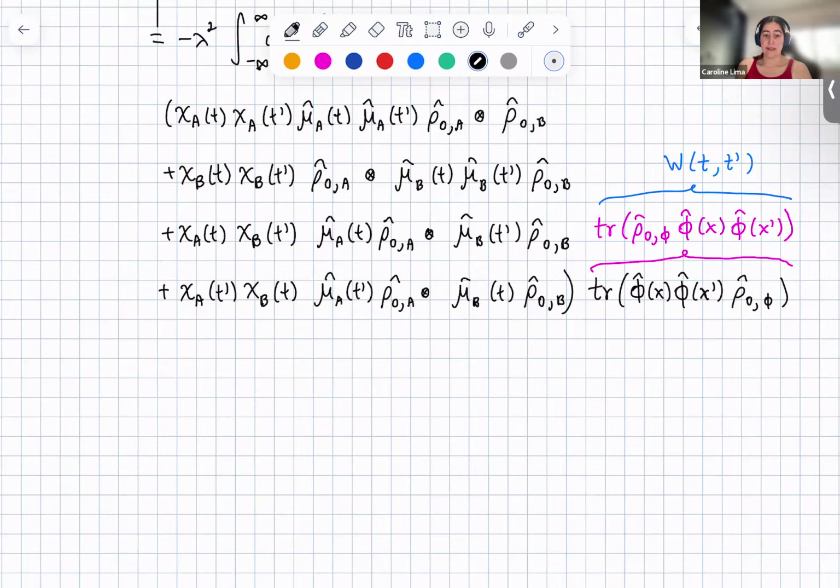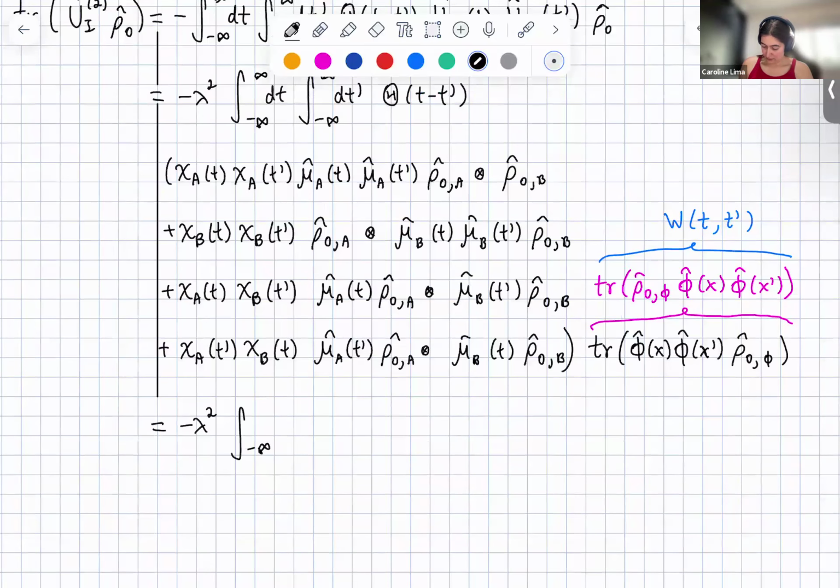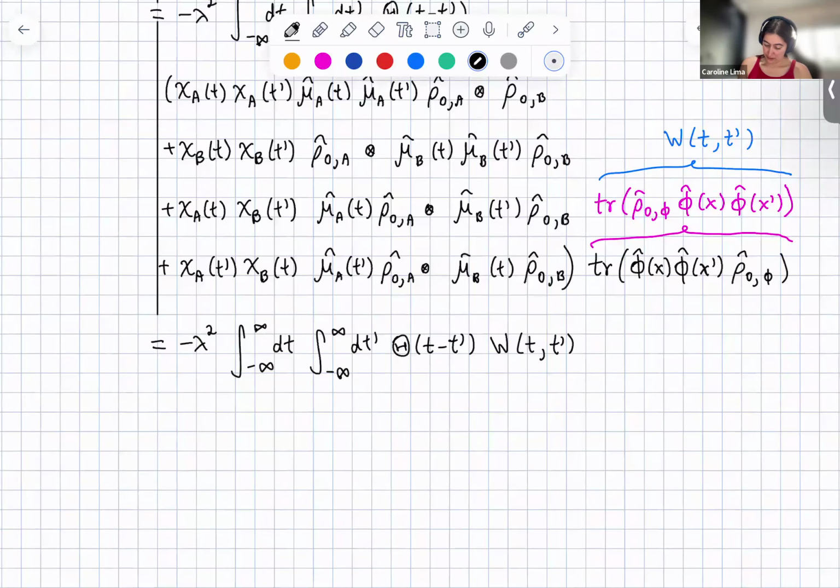Now let's just rewrite this same as before, making it more explicit. So this is going to be minus lambda square times the integral from minus infinity to infinity of dt prime as well. Then I have the Heaviside and the Wightman on t prime. Okay, I already wrote the Wightman there. So let's plug in the terms here. So we have chi of t, chi of t prime.